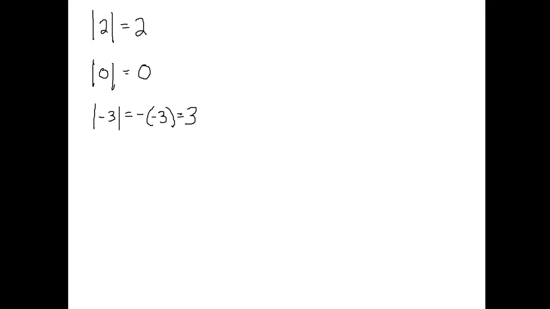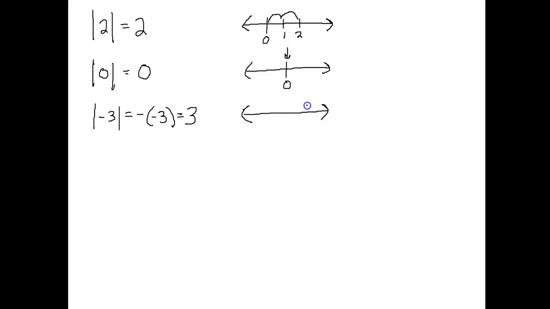And the reason why it's always non-negative is because absolute value is essentially talking about distance from 0 on a number line. If you're doing the absolute value of 2, well, 2 is 2 units from 0 on the number line. If you're doing absolute value of 0, well, 0 is 0 units away from itself. And if you're doing absolute value of negative 3, negative 3 is 3 units from 0 on the number line. So the absolute value is telling you how many units you're dealing with from 0.